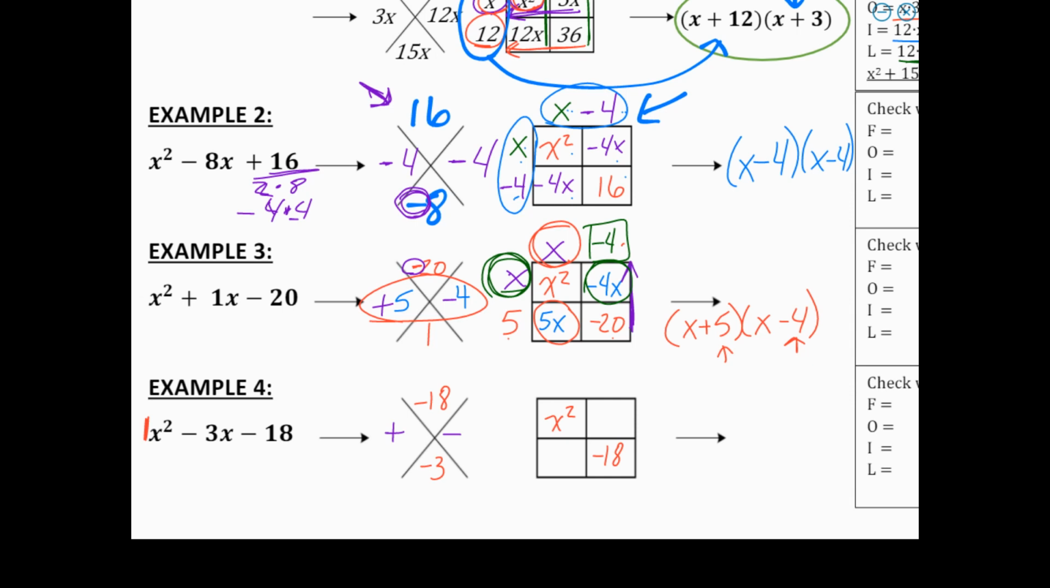It's your check. Okay, so do you know what the numbers are going to be for the other one, Abraham? Or Jonathan? Positive 6 and negative 3.